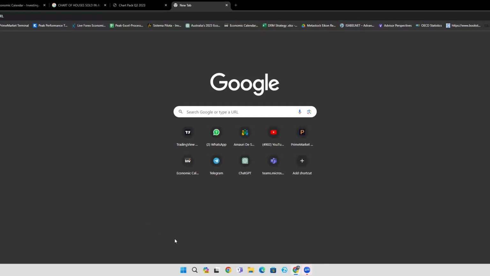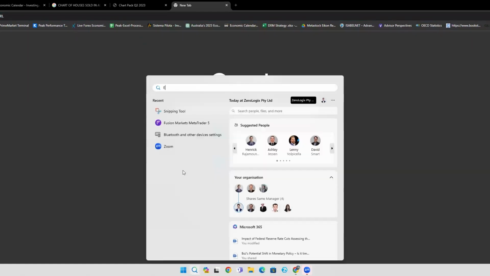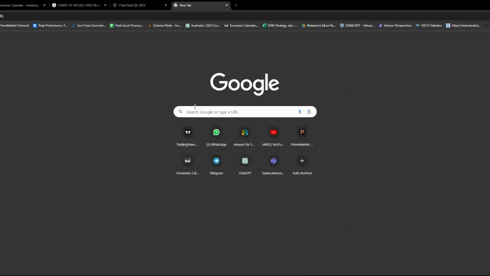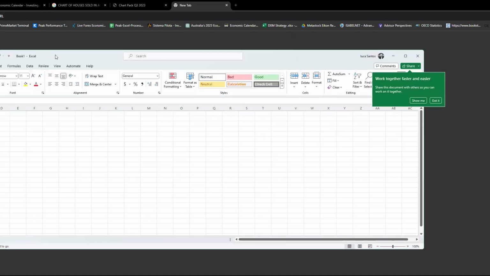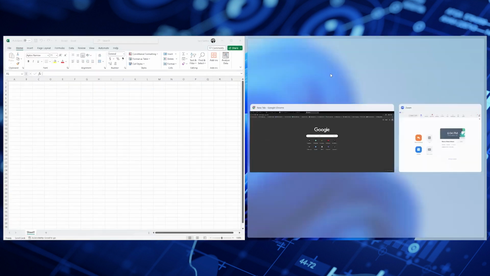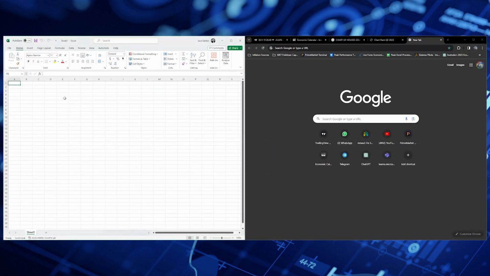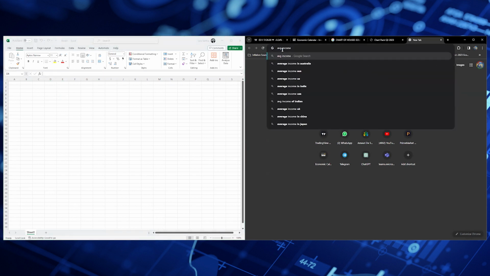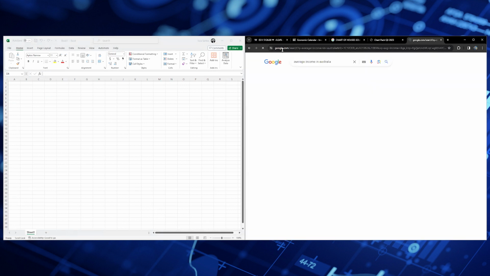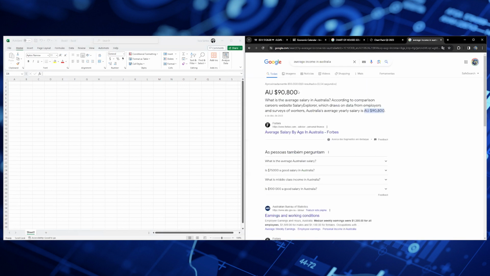Okay, before we start, I just want to do a quick calculation. Let's get Excel here, and all the data I will get from Google. So let's go like that. Average income in Australia. So that's about $90,800. Okay, so that's the average income.